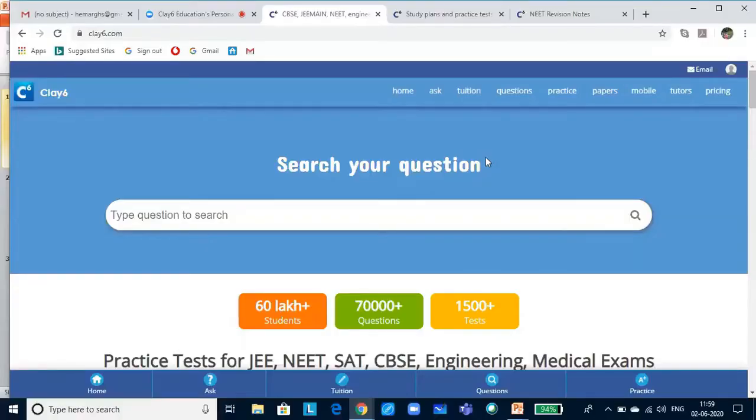Covering biodiversity conservation and environmental issues together in one session. Briefly, I will run through how to access revision notes and tests in clay6.com. Open clay6.com page, click on practice.